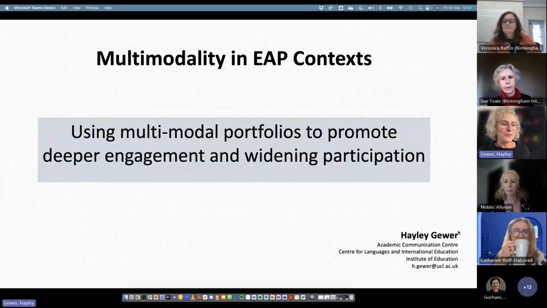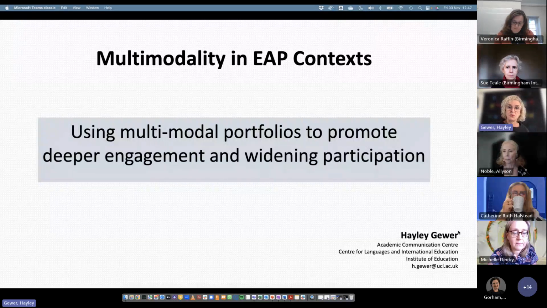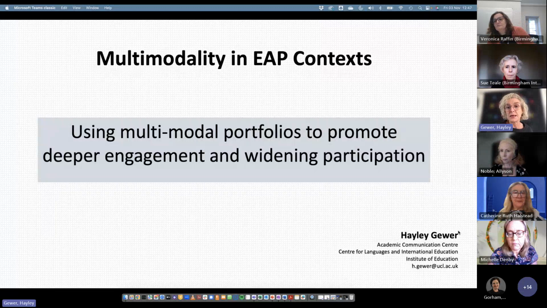Yep. Good morning, everyone. Thanks for this opportunity to talk about an assessment method I use, which is multimodal portfolios, and to think about how it has the potential to promote deeper engagement and widening participation.